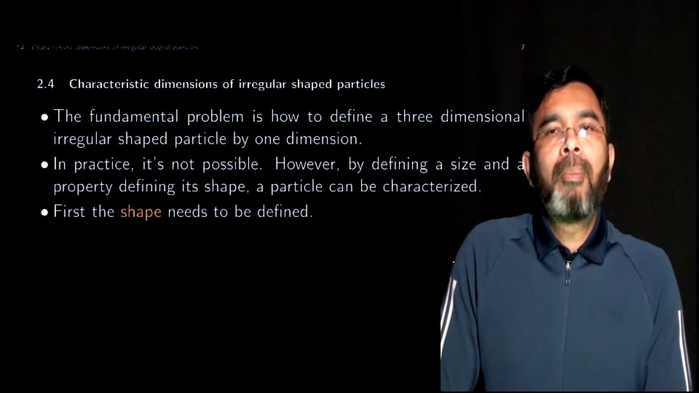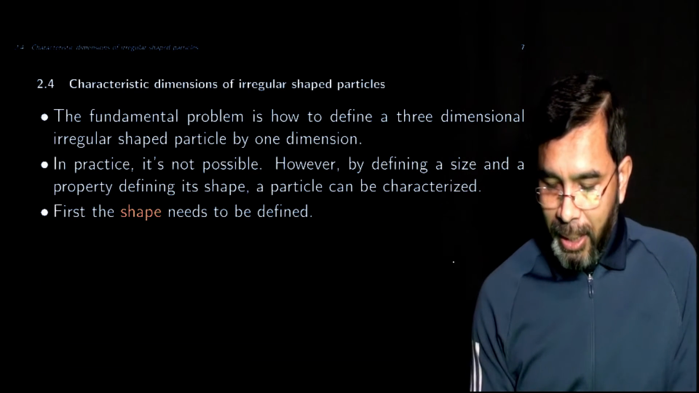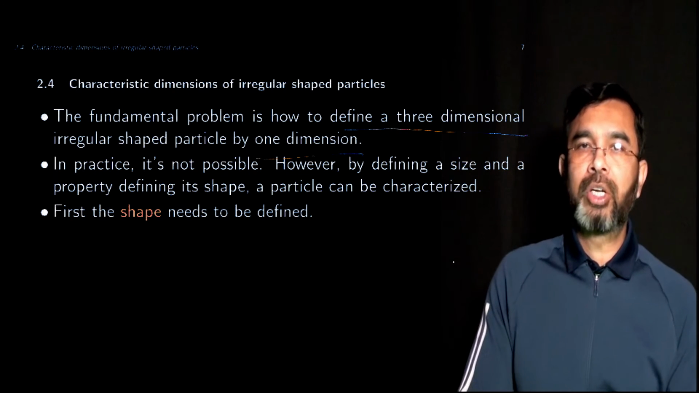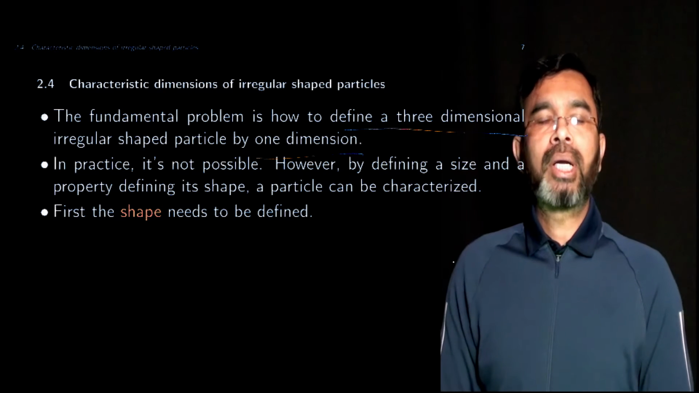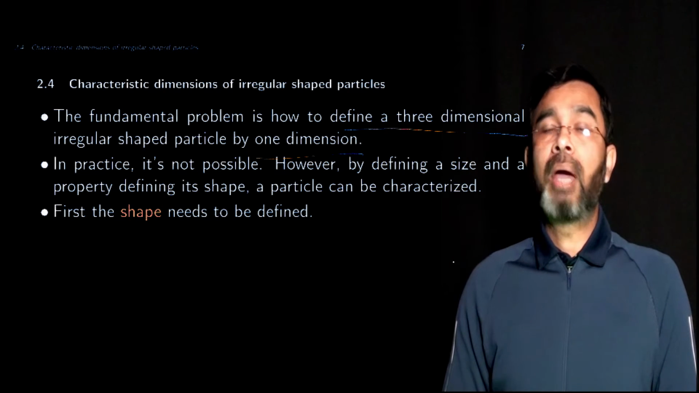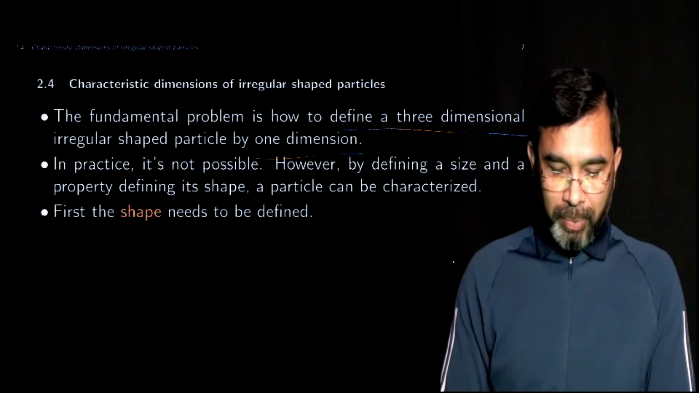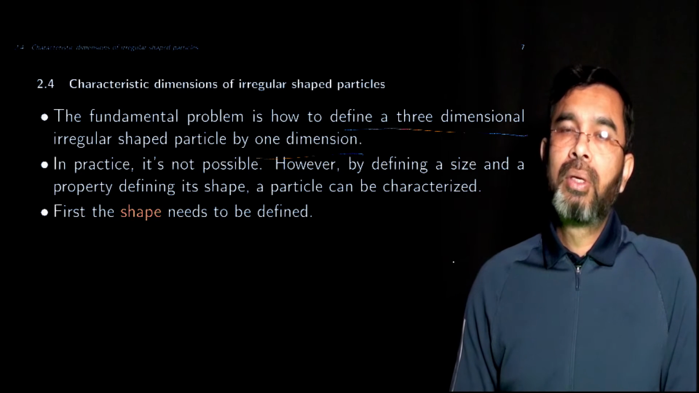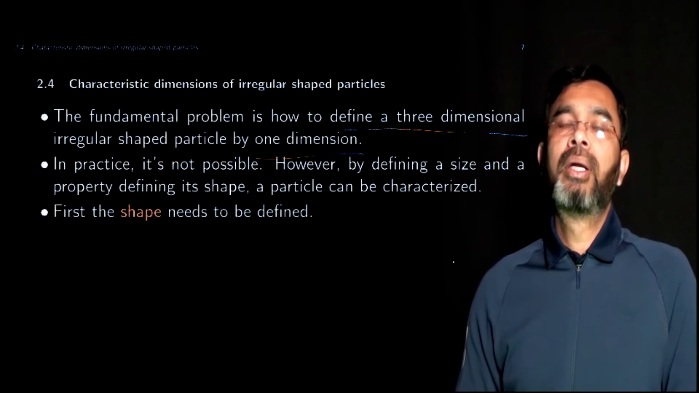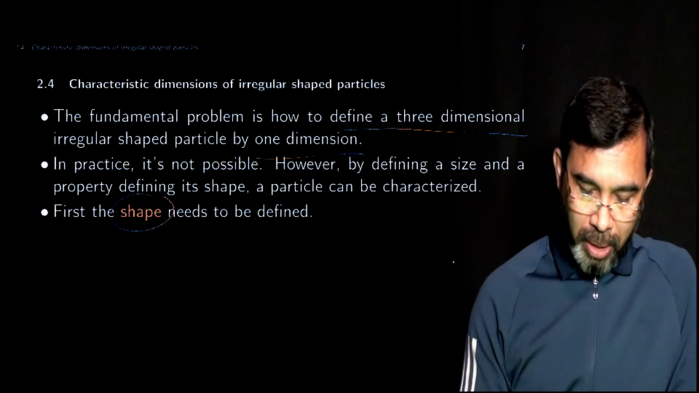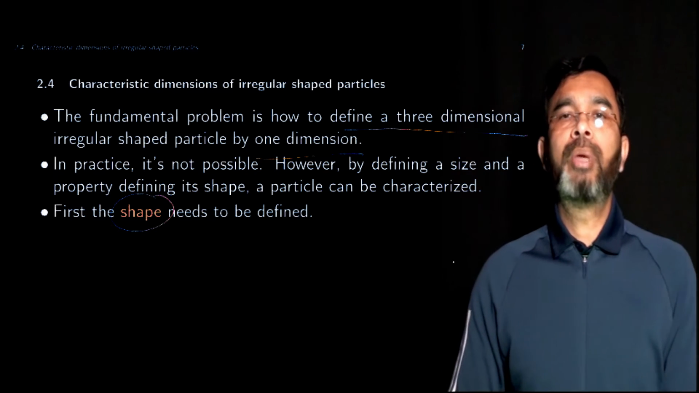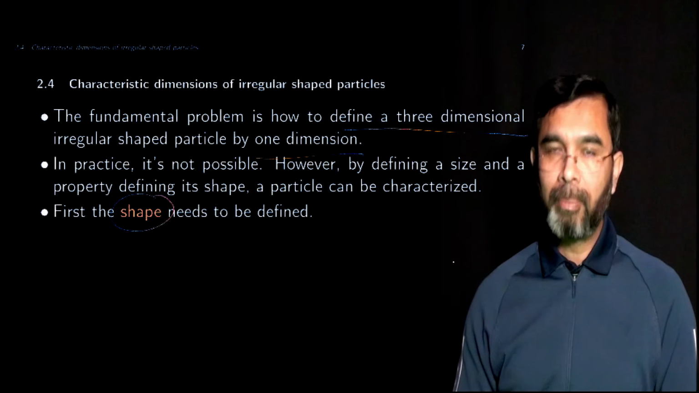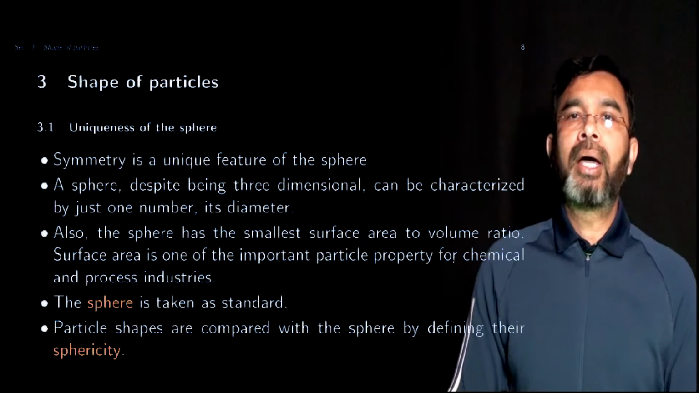Now, the fundamental problem here is how to define a three-dimensional irregular shaped particle by one dimension. If I ask you, what is the shape of an apple? Yeah, I'm talking about the fruit, not the computer. So, in that case, before defining the size, we need to define another parameter to describe its shape. So, shape needs to be described first before describing the size of a particle. Now, how to describe the shape?